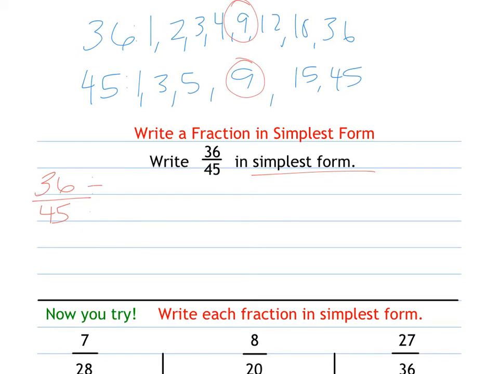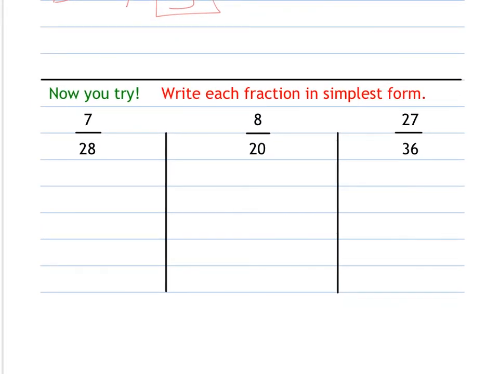So then I divide both by the greatest common factor, which is 9. 36 divided by 9 is 4. 45 divided by 9 is 5. So 36/45 is actually the same as 4/5. Why don't you give these a try, pause, and then come back and see how you did.